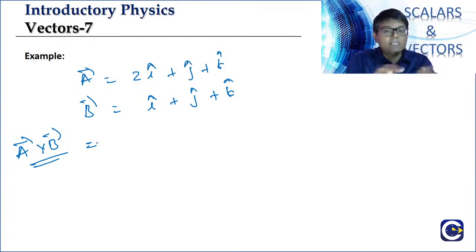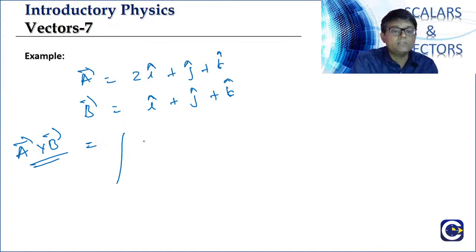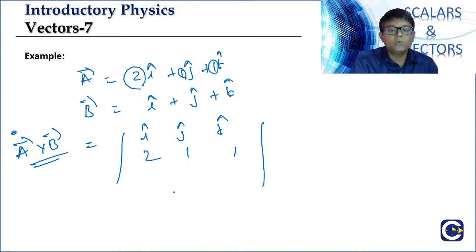Now you have seen the formulas. Can we try and find this value? Maybe I'll just show it to you. I'm putting the determinant: i, j, k in the first row. Second row is the A bar components, which are 2, 1, 1. Third row is the B bar components, which are 1, 1, 1. Okay. Now we'll start.